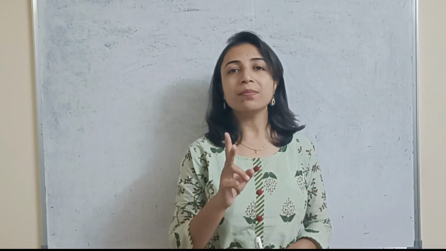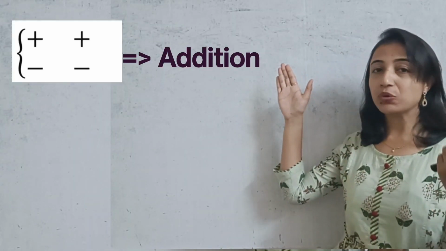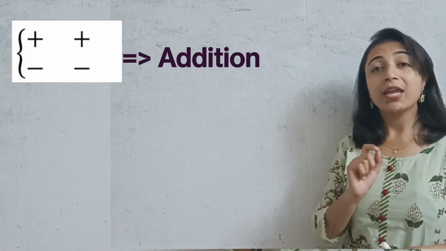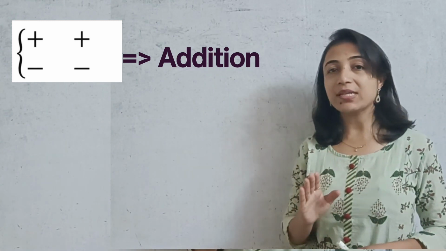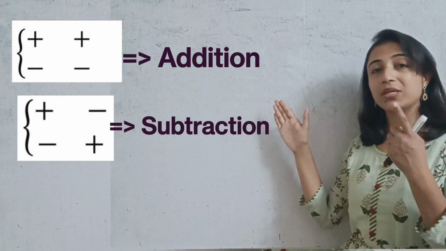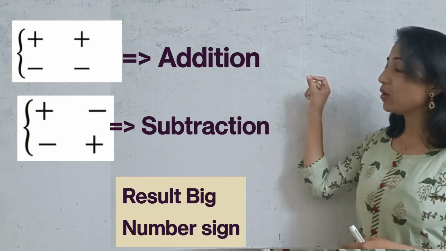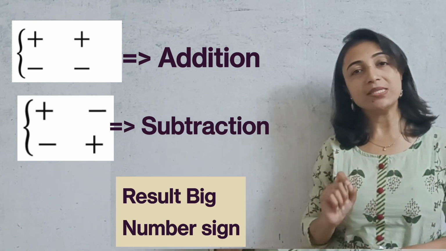In addition and subtraction, if both numbers have the same sign, we have to take their addition. If both numbers have different signs, then we have to do the subtraction, and after that operation, we give the result the sign of the bigger number.